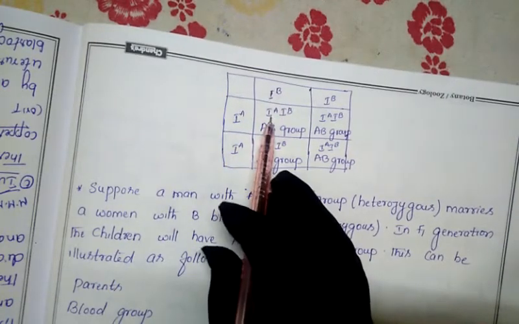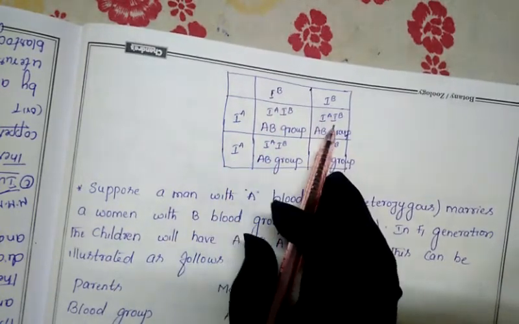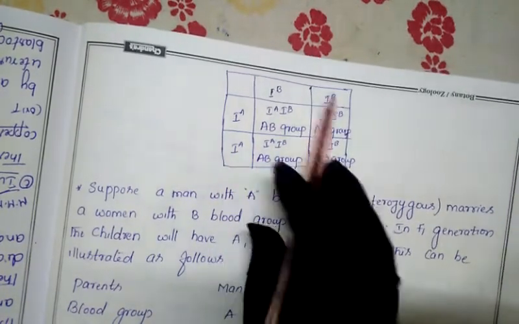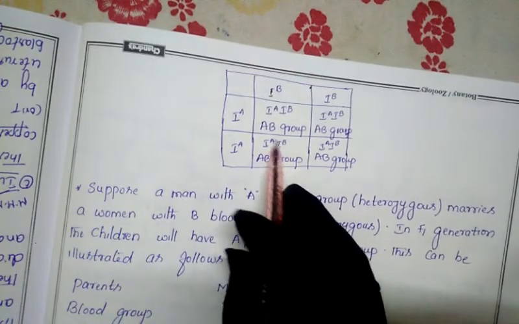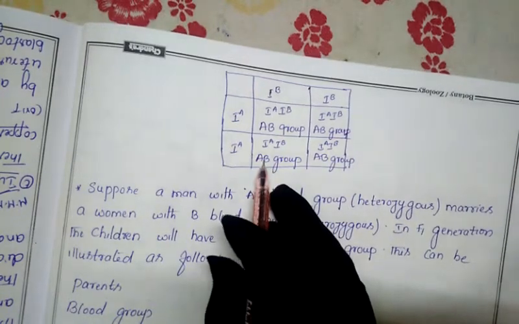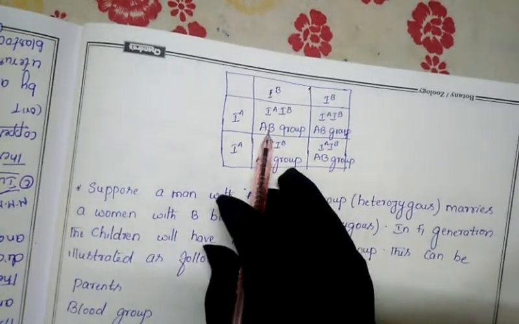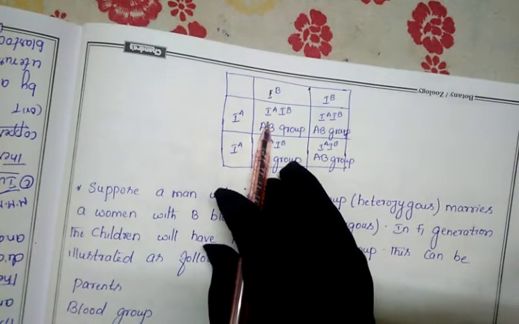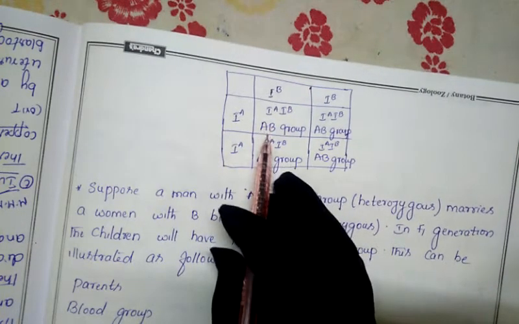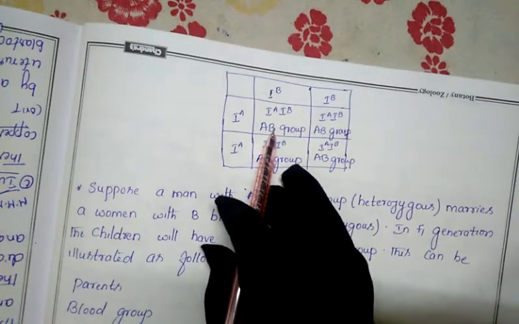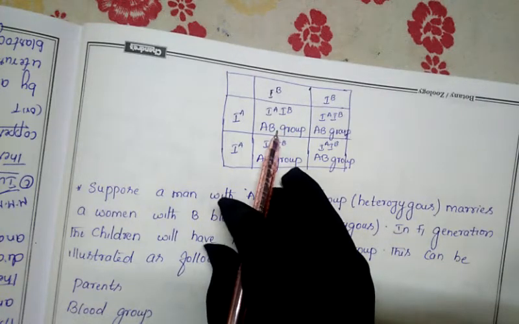So IA IB, then IA IB, then IA IB, then IA IB. Like that we got the offspring. So this is the offspring we will get here, four children. In all these four children, what type of blood group will appear? AB blood group will appear. The father has A blood group, the mother has B blood group, and the children they get all have AB blood group. So in all the children, AB blood group will be present.